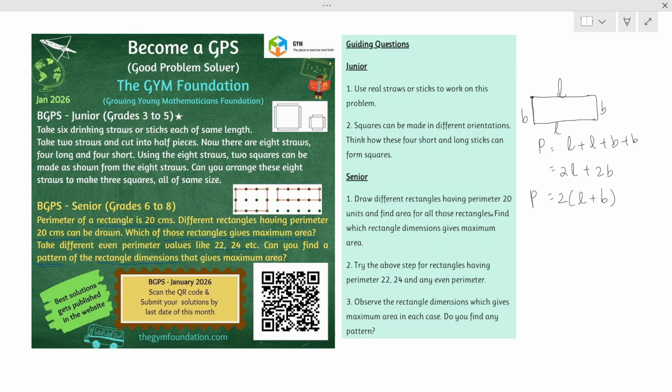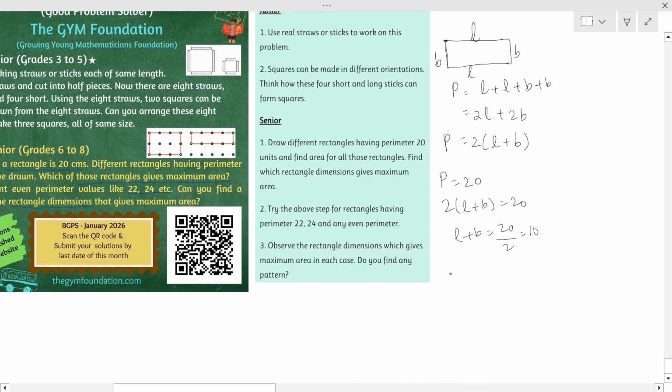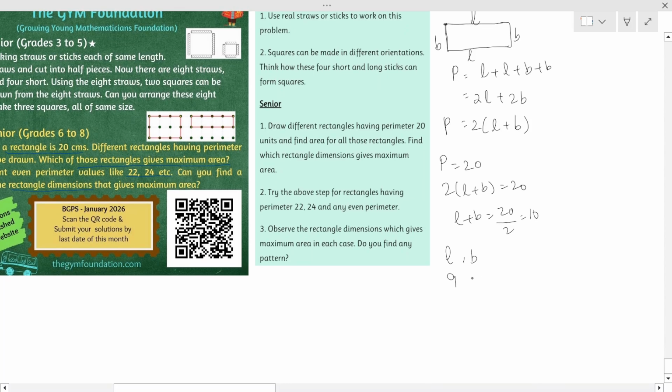In the case of a rectangle, they are first saying that there can be different rectangles with the same perimeter. So how do we find them is the first important guiding question. Let's say the perimeter is 20 centimeters, then 2 times L plus B is 20. So what is L plus B? 20 divided by 2, that is 10. So what are the different ways I can get L plus B as 10? You need to find what L and B give me the value 10. Maybe we can have 9 and 1. Yes, 9 plus 1 is 10.